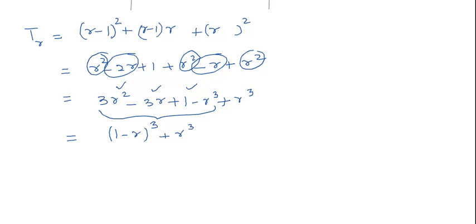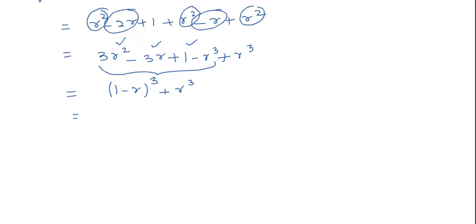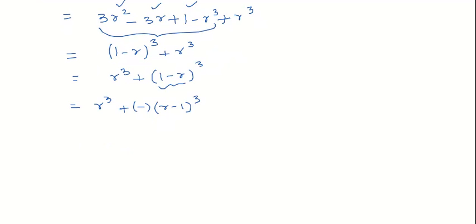Now what we can write? We can write it as r cube plus 1 minus r whole cube, which can further be written as r cube plus, if we take minus common out of it, minus of r minus 1 whole cube. So we will be getting r cube minus r minus 1 whole cube.